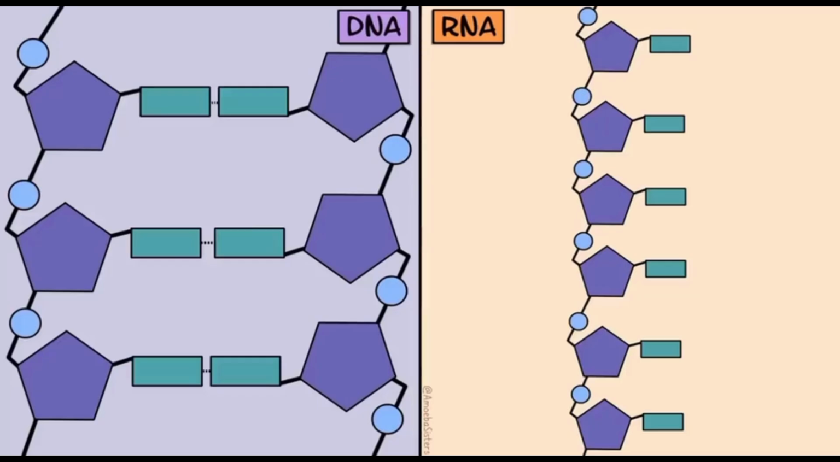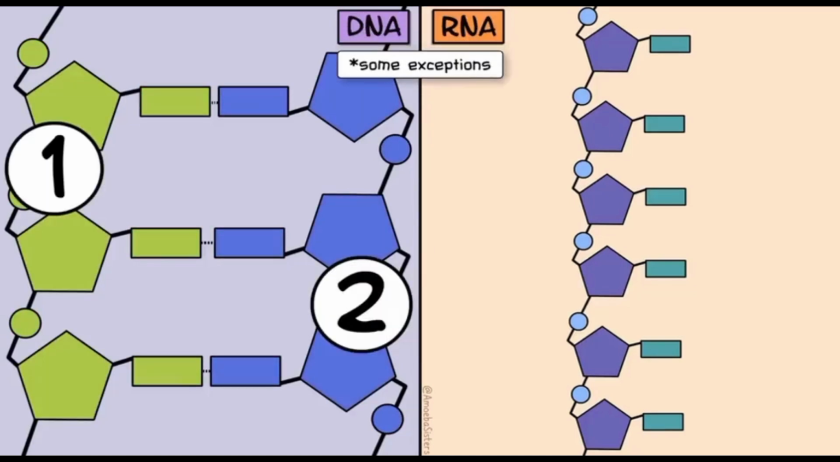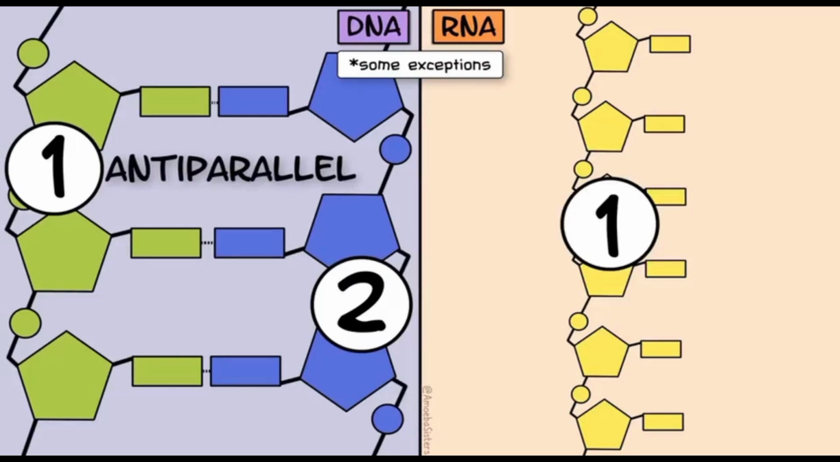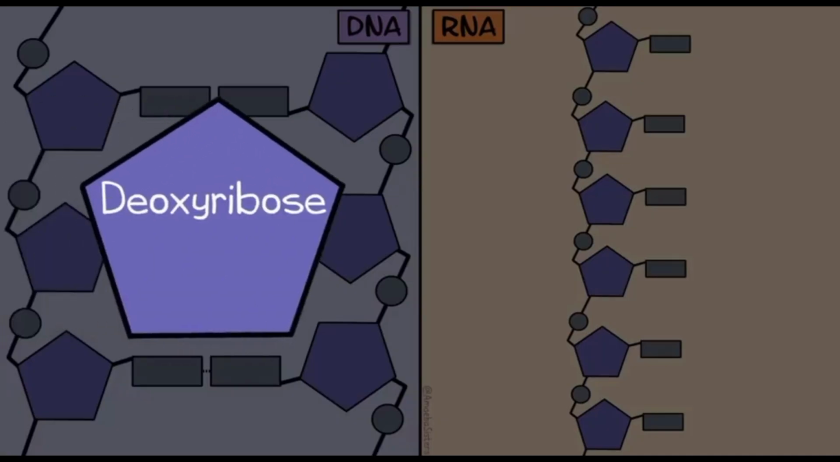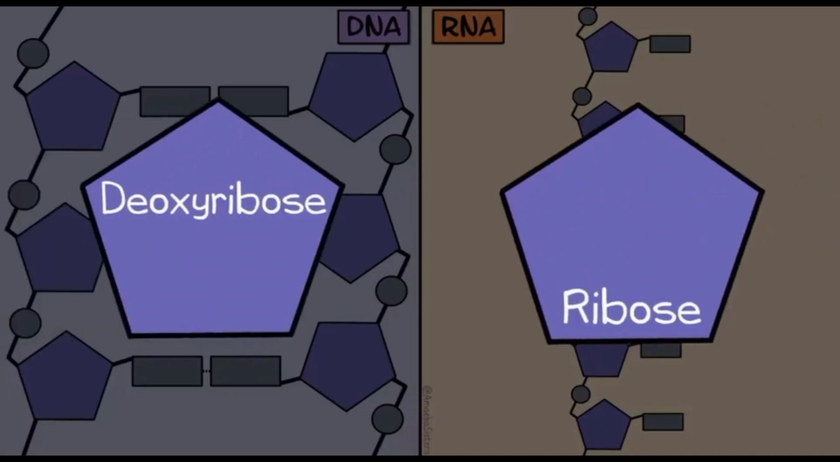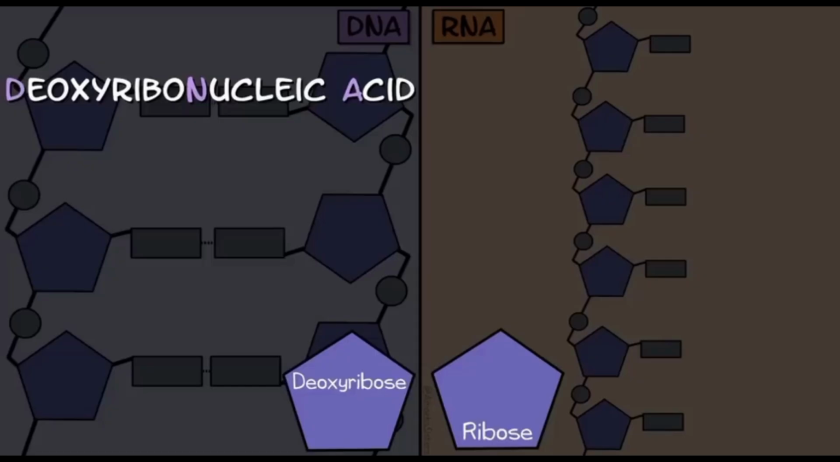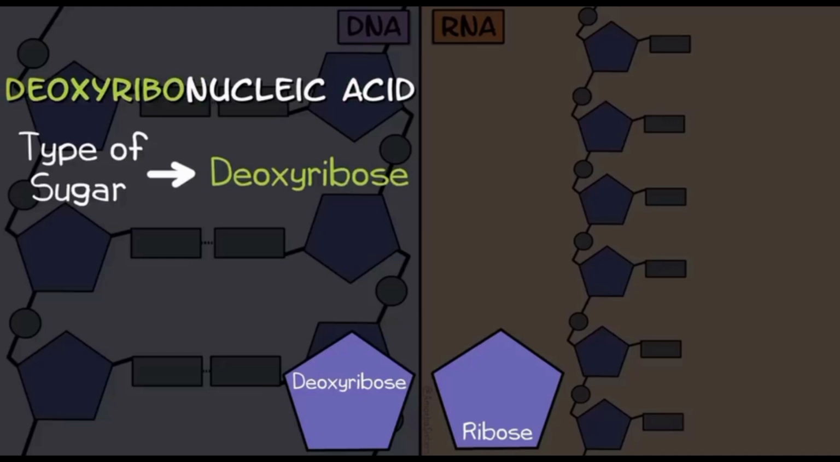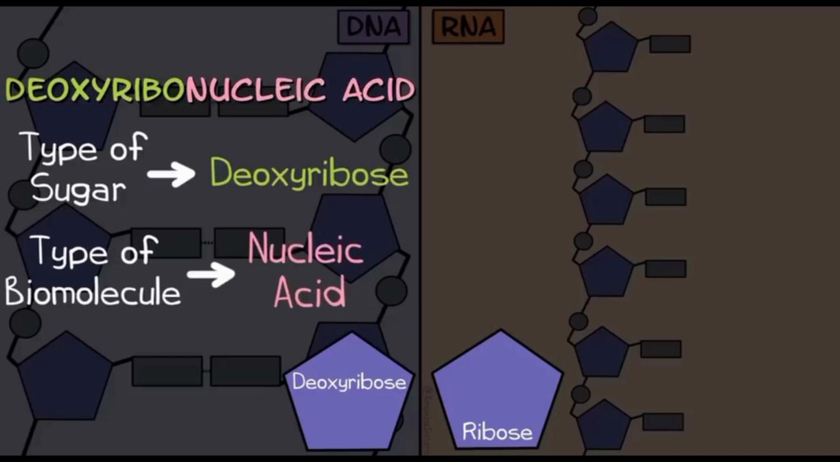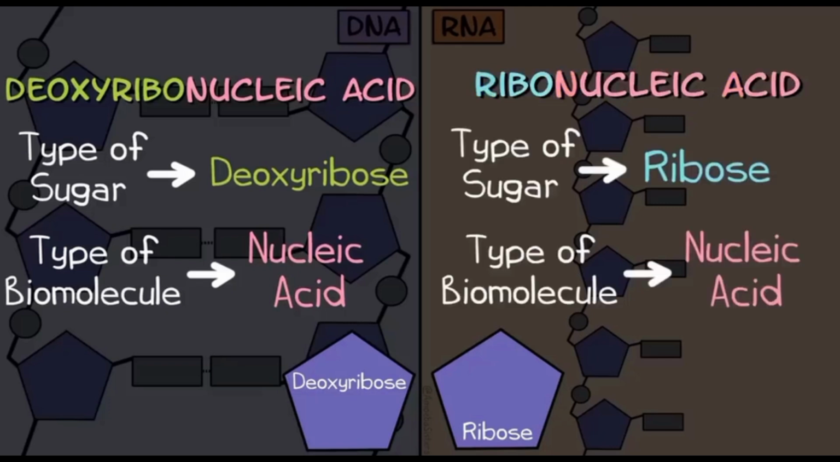Let's draw 6 nucleotides of DNA and 6 nucleotides of RNA. DNA is generally double-stranded, and focusing on these 2 strands of nucleotides, you can see they run anti-parallel to each other. RNA is generally single-stranded, so you are just seeing one strand here. The sugar in DNA is deoxyribose, and the sugar in RNA is ribose. This makes sense because DNA stands for deoxyribonucleic acid. That's helpful to know because deoxyribose is a sugar, and nucleic acid is the type of biomolecule it is. RNA stands for ribonucleic acid, as its sugar is ribose.